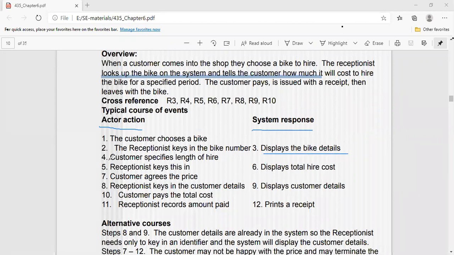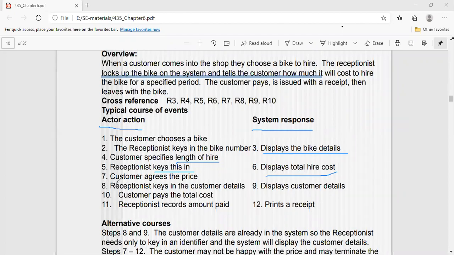After that, the customer specifies the length of hire, how many days or how many hours he wants, and tells the receptionist. Then based on that, the receptionist keys it in. So 4 hours he needs or 5 hours he needs, like that she enters into the system. Then the system displays the total hire cost based on the hours.